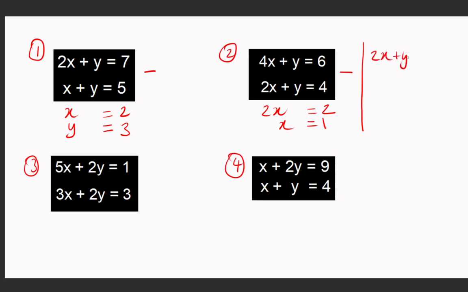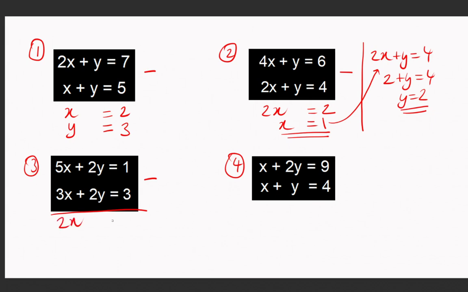We know that 2x plus y has to be 4, but we know that x is 1 now. So 2 times 1 is 2. So 2 plus y has to be 4, and then obviously y must be 2. Right, this one. So again, we're going to subtract. The reason we're subtracting is because we want one letter to disappear, and then we'll be able to easily work out the other one. So 5x minus 3x, 2x.